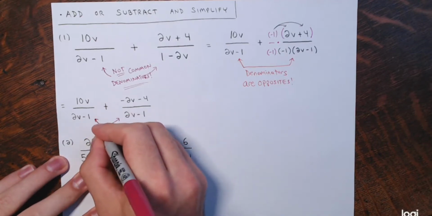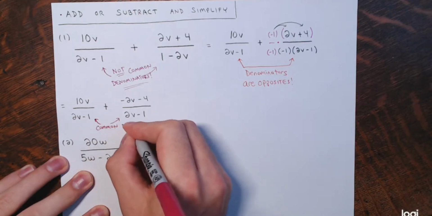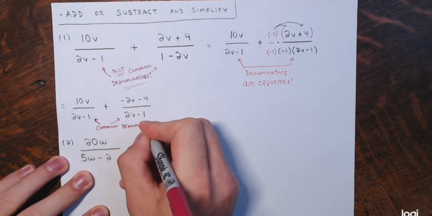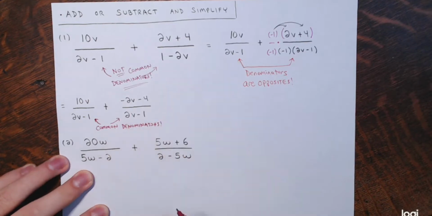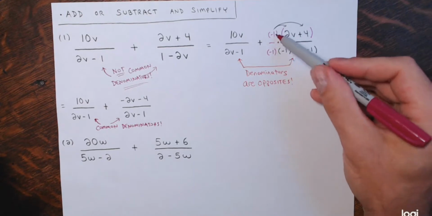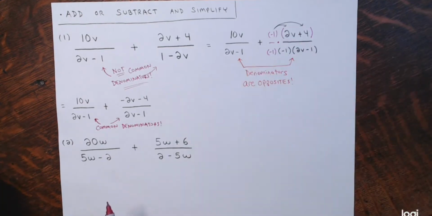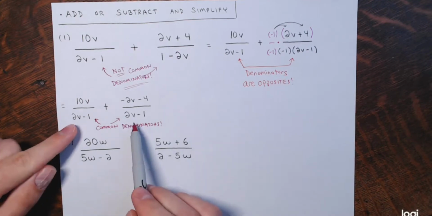Now we have common denominators, right? The denominators are now the same. And this is what I'm going to be doing every single example. Taking one fraction and multiplying the numerator and denominator by negative 1 and then adding or subtracting those fractions, right, once the denominators are the same.